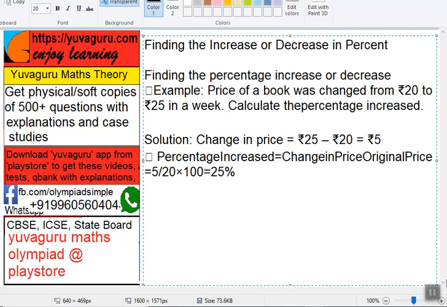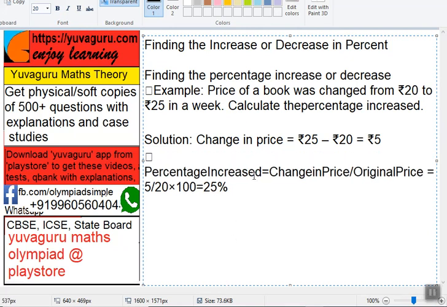So will it be a profit or loss? It will be a profit because the selling price has become more. So percentage increase equals change in price upon original price. So change in price is 5 upon original 20, into 100, right? This into 100 is for both. So 5 1s are 5, 5 4s are 20, and 5 into 5 is 25. So it is a 25% increase in price.